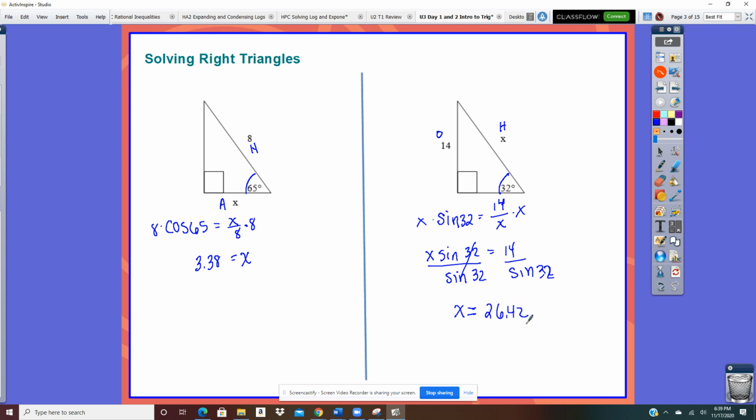Okay, and that's how you solve a right triangle with trig. Again, set it up based on the given values. The angle always goes right next to the trig function, and then the sides are going to be in a ratio based on what is given.